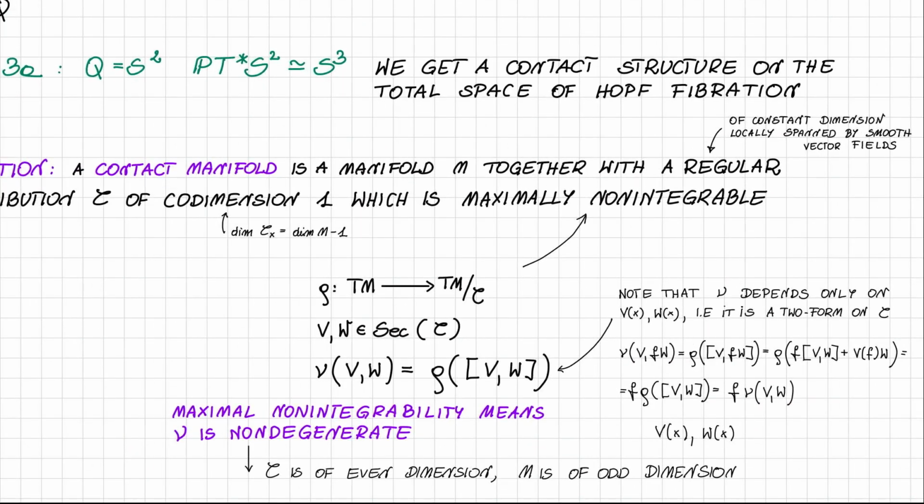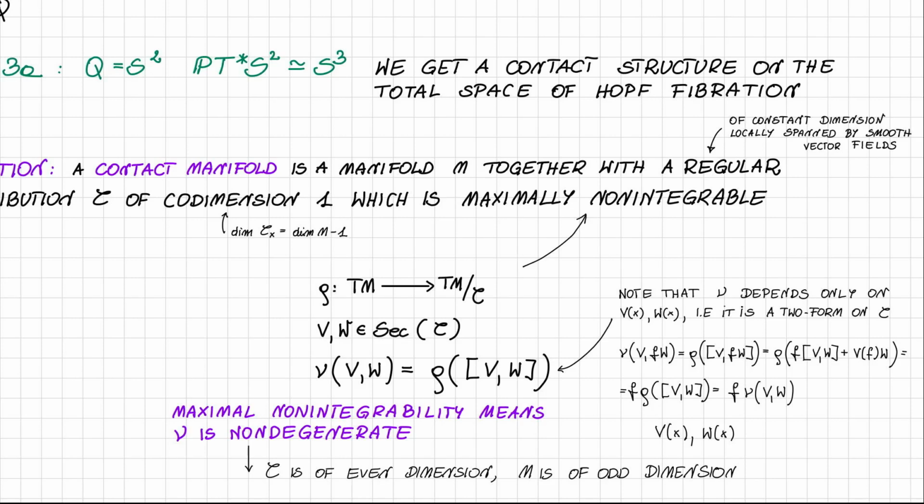an anti-symmetric operation with values in a line bundle. And now what does maximal non-integrability mean? It means that this two form is non-degenerate on C. It is defined on C, and it has to be non-degenerate on C.